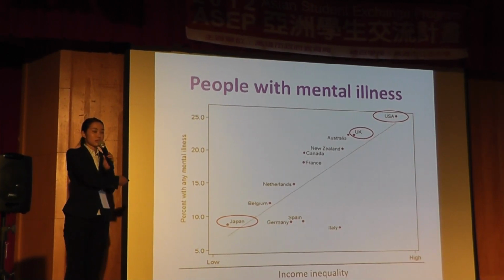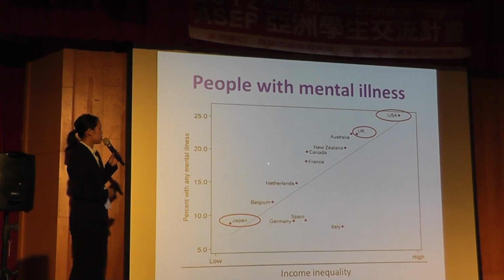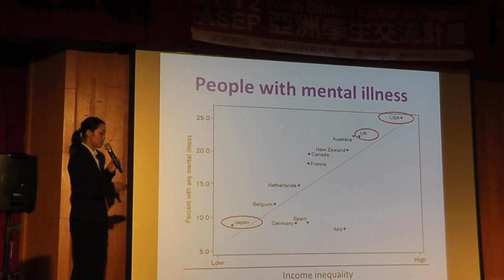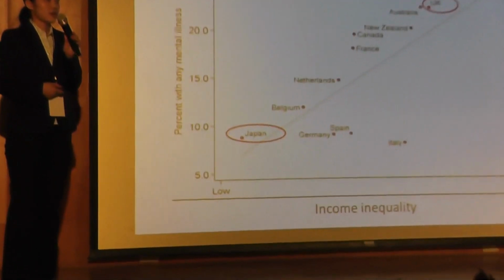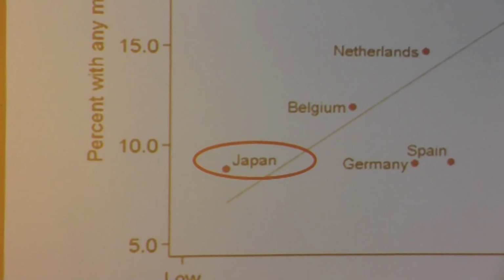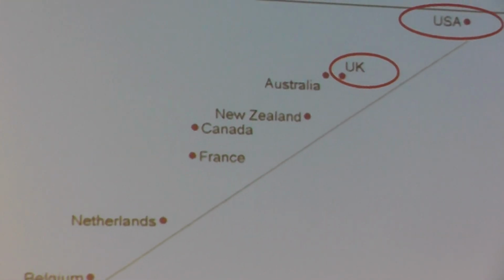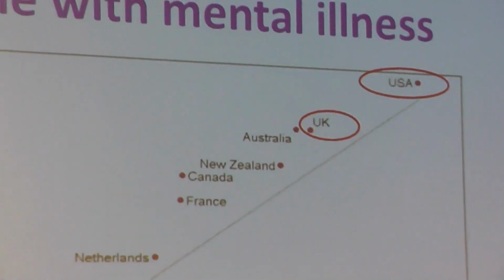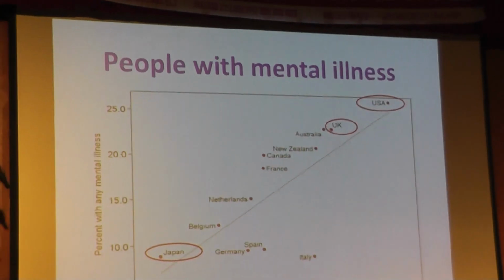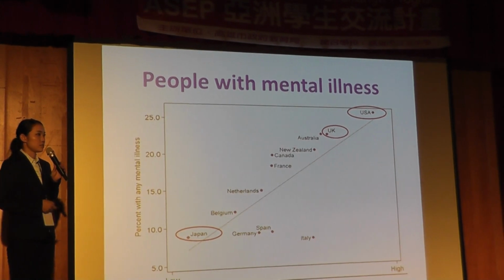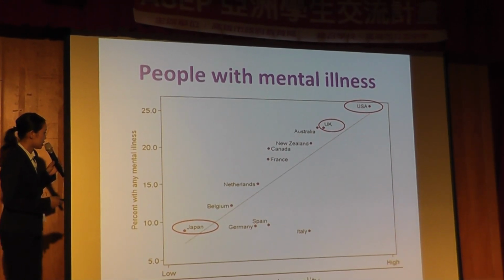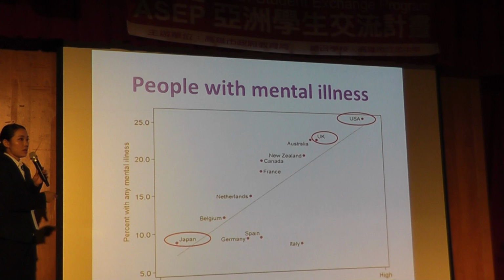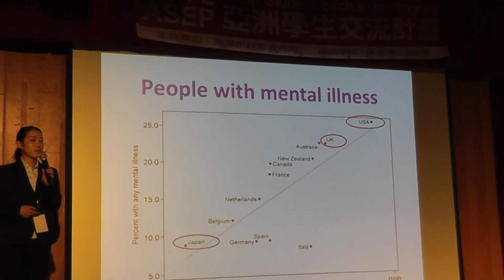So please look at this graph. This shows the percentage of people with any mental illness in each country. Japan, UK, and USA are circled in red in the graph. You can see Japan on the lower left, and UK and USA are in the upper right. So from this chart, in Japan, the percentage of people with mental illness is not so high. However, in the UK and US, there are a large number of people with mental illness.